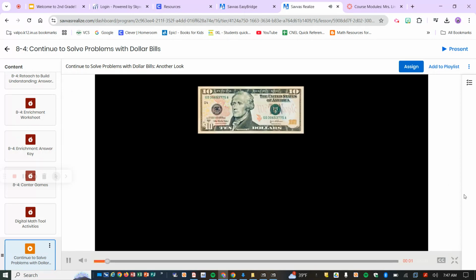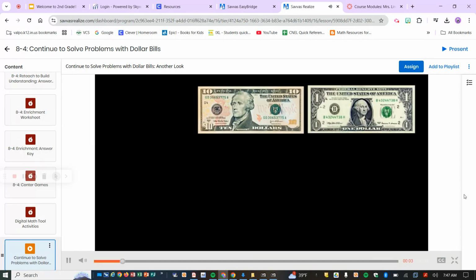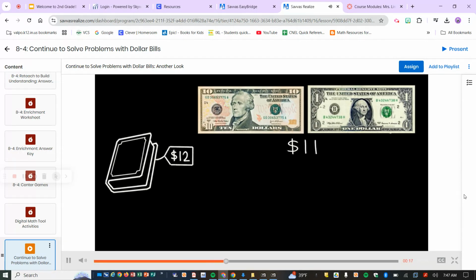So I have a $10 bill and a $1 bill. My friend Valerie has $6. Do we have enough money to buy a $12 book from the bookstore? Well, if I have a $10 bill and a $1 bill, that's a total of $11.